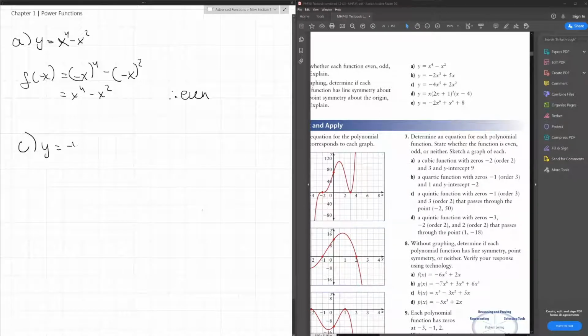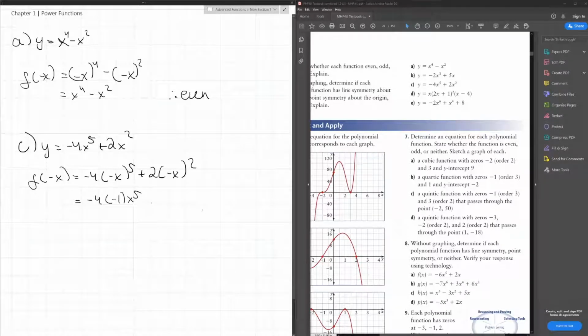y equals negative 4x to the power 5 plus 2x squared. This is an odd and this is an even, so technically it shouldn't be even or odd, but again, let's just check. f of negative x is equal to negative 4 times negative x to the power 5 plus 2 times negative x to the power of 2, which is equal to negative 4 times negative 1 to the power of 5 times x to the power 5 plus 2x squared, because this will be a positive. It equals 4x to the power 5 plus 2x to the power 2.